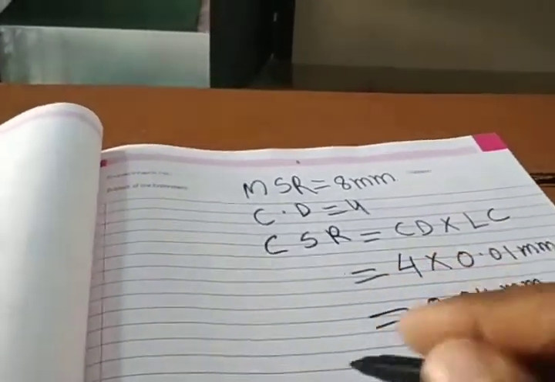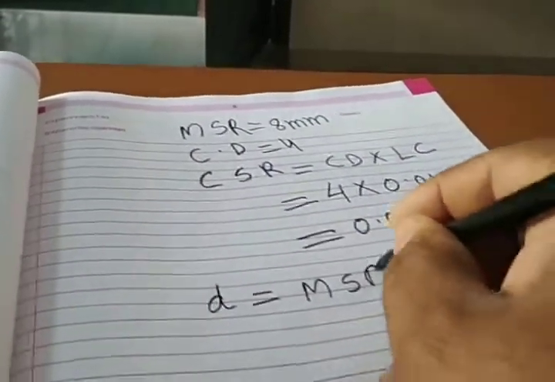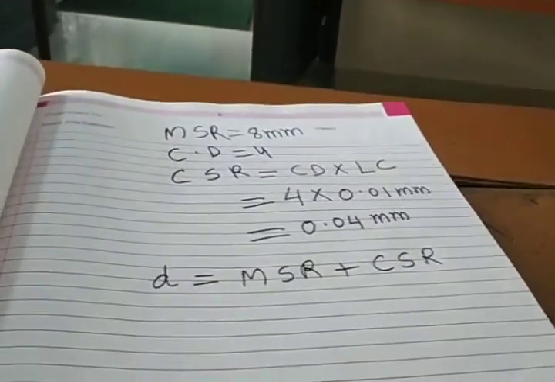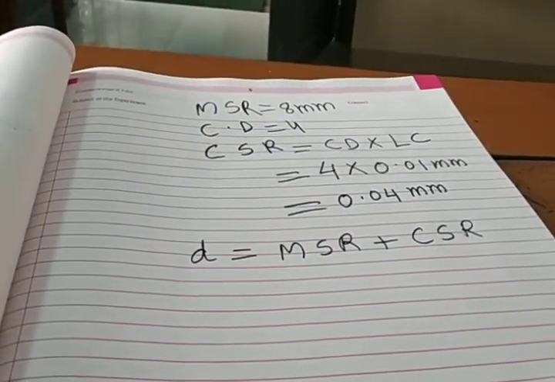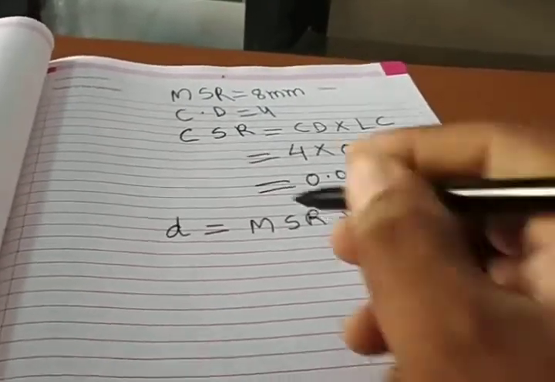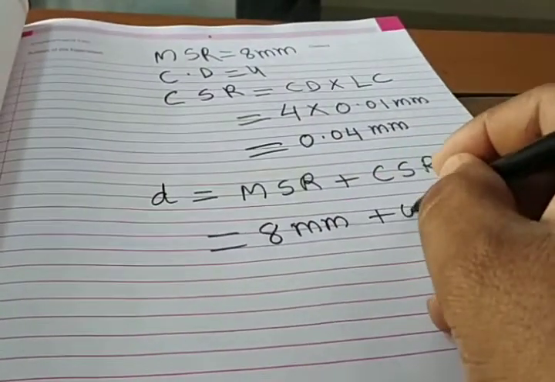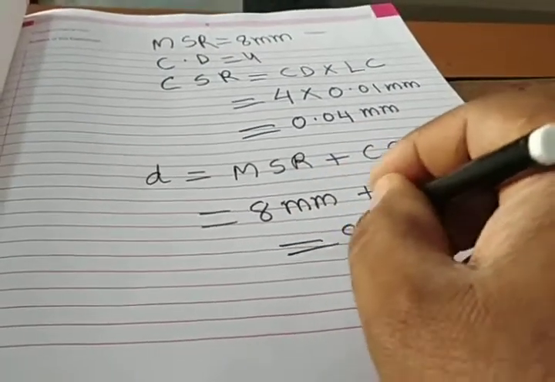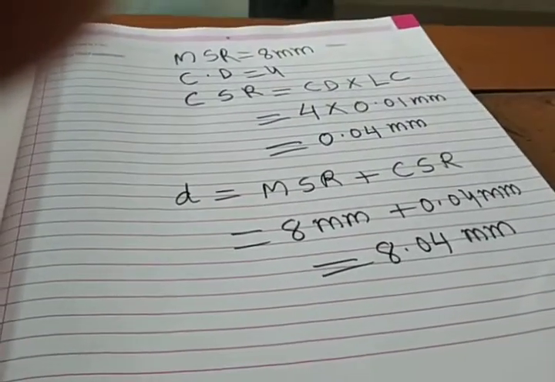So what will be the diameter? Diameter will be equal to main scale reading plus circular scale reading. Main scale reading means how many divisions the edge of the screw, the edge of the circular scale, has completely crossed on the main scale. So it is 8 mm plus 0.04 mm. That is equal to 8.04 mm. 8.04 mm. It is clear.